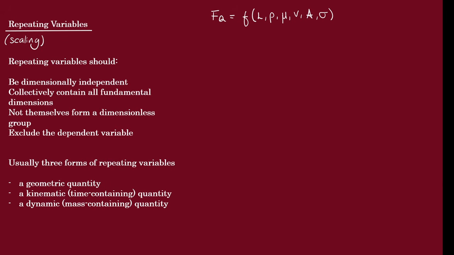So to understand this, we're going to do a sort of demo walkthrough through what a solution is going to look like. But before we do that, let's now see what each of these repeating variables are. So there are three forms of repeating variables: geometric, kinematic, and dynamic. What does this mean?